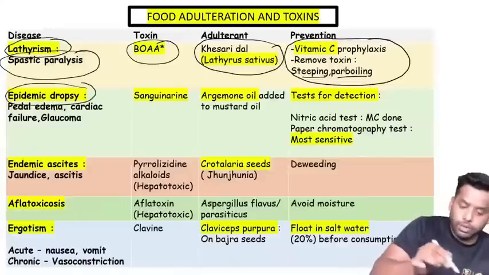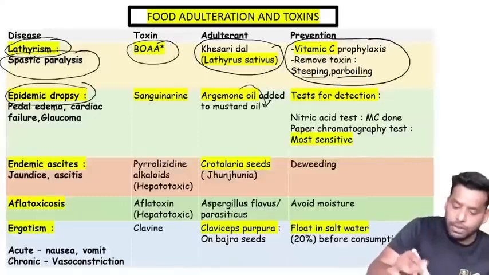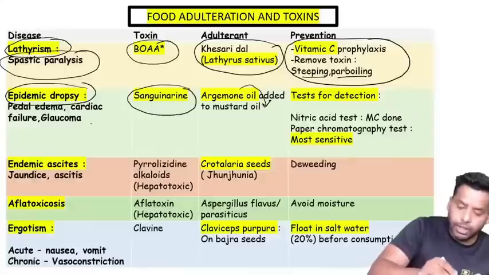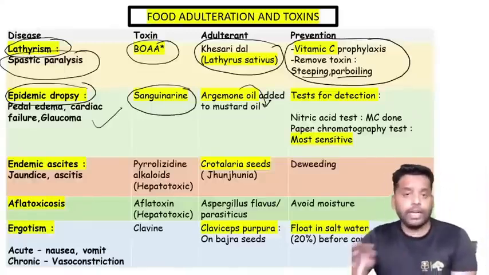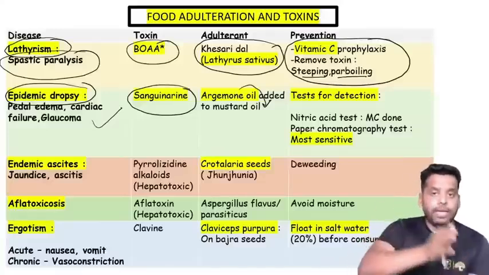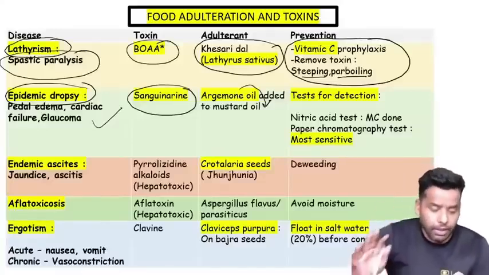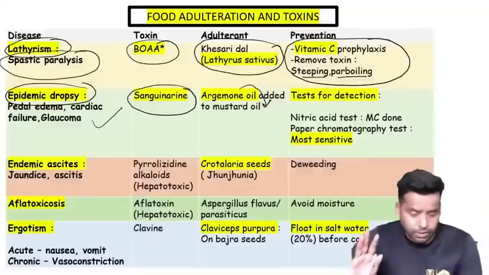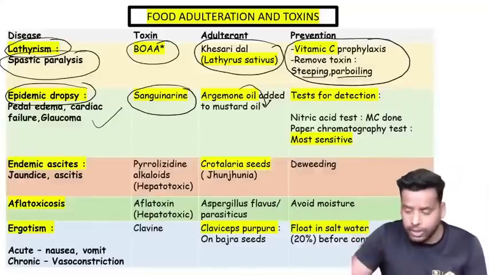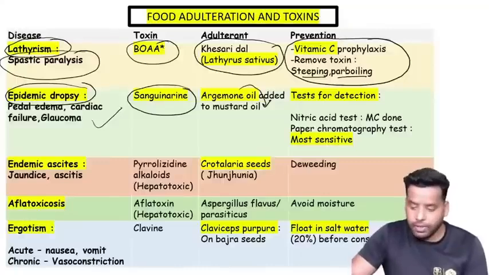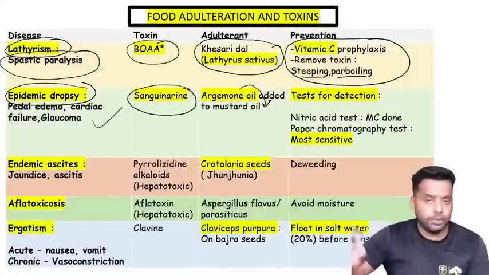Adding argemone to mustard, what will happen? The toxin is sanguinarine. There is pedal edema, that is bilateral pitting edema, cardiac failure and glaucomas. What is this called as? Epidemic dropsy.